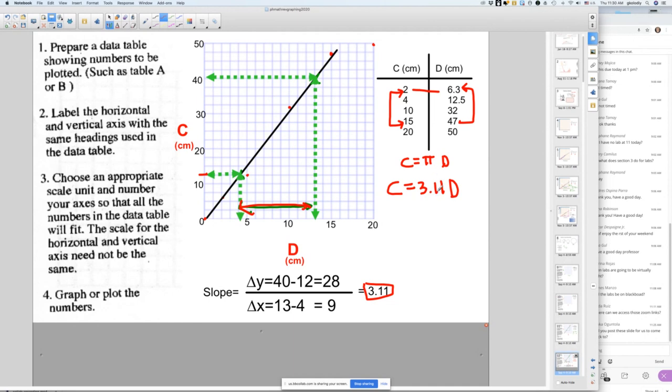So the next thing you do in the lab is find out: I'm supposed to get 3.14, I got 3.11. How close is that? What's the percent? So this is what you do. You find the difference between these two. 3.14 is what I should have gotten, 3.11 is what I got. You divide that by what you should have gotten.